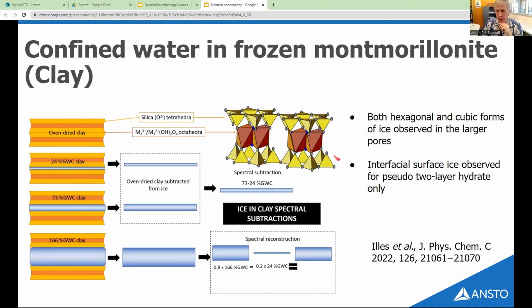So what they found is that there are two types of ice observed in the larger pores. They make pores inside the clay. The hexagonal and cubic, and these have a specific structure, a bit like infrared, a specific type, you'll see that shortly. And then there's also some interfacial ice observed. And I think it's actually a rather nice study.